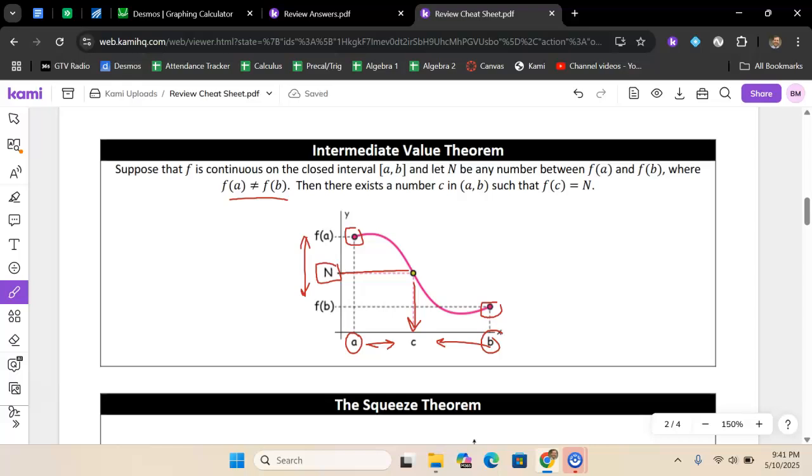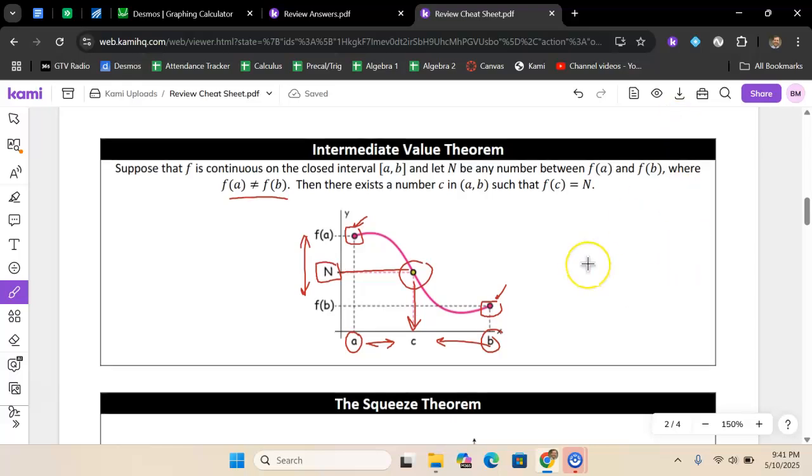Notice that in the intermediate value theorem there is no limits, there's no derivatives. It's just about continuity and how if I go from a y value to another y value, I've got to cross through essentially every y value in between those two in order to make that happen.